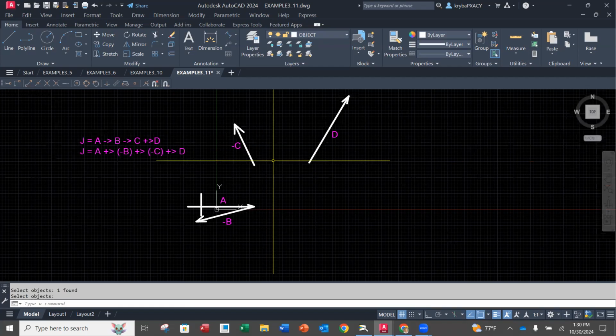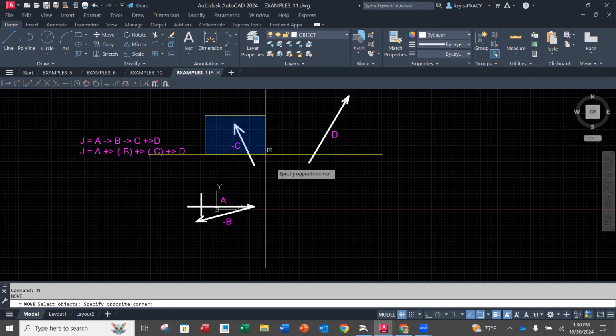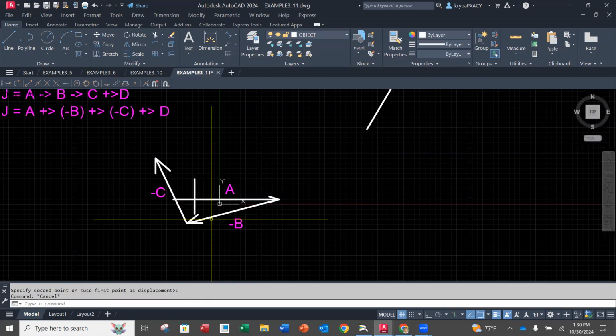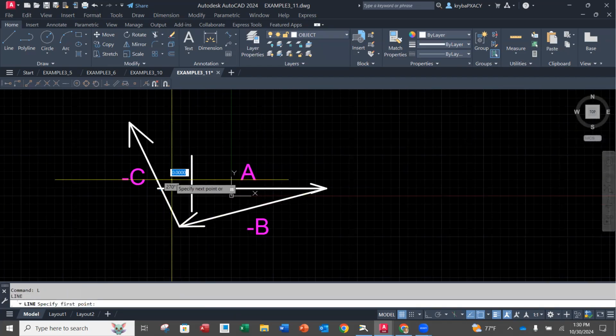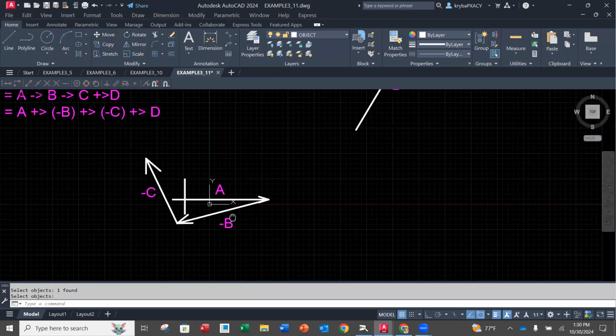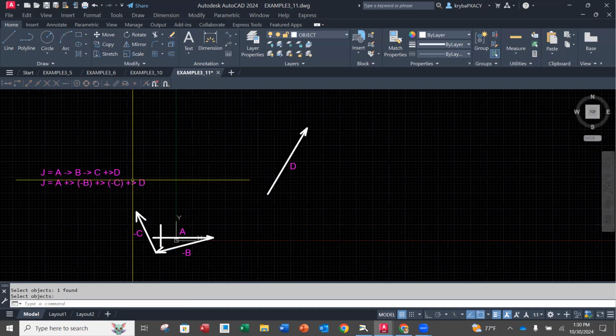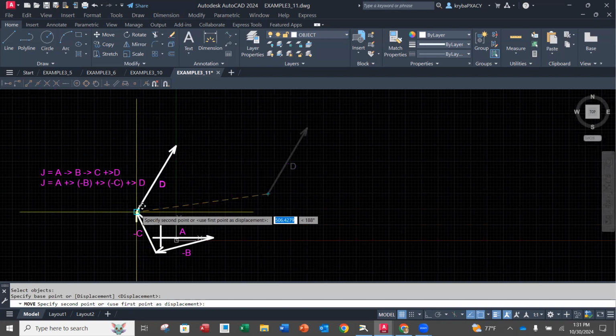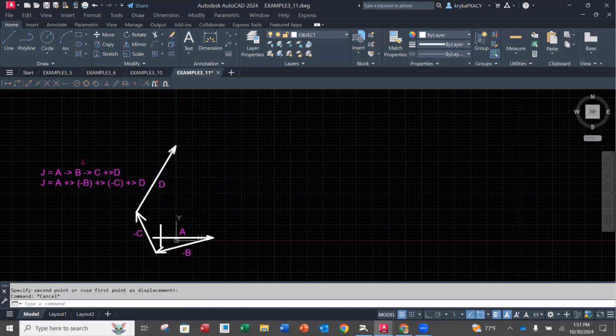Okay. Now I'm going to add the negative C. So I've got my negative C here. So I'm going to move this one and the tail of C is going to go to the tip of A. So it looks like I've got to do another trim so that my origin doesn't cross over C. And then lastly, we're going to add tip to tail D. So I'm going to take the tail of D and put it at the tip of C.